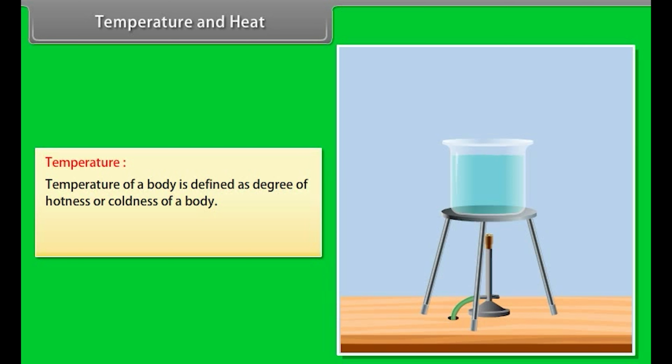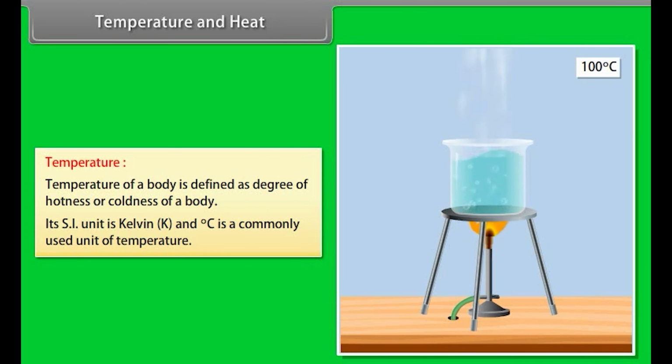Temperature and heat. Temperature of a body is defined as degree of hotness or coldness of a body. Its SI unit is Kelvin and degree Celsius is a commonly used unit of temperature.